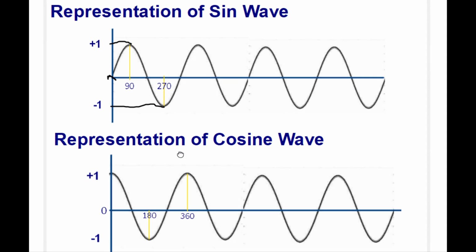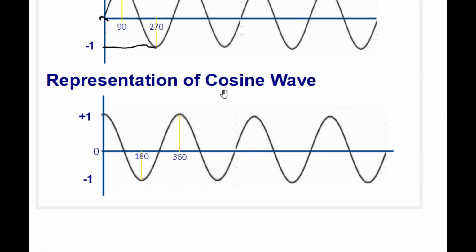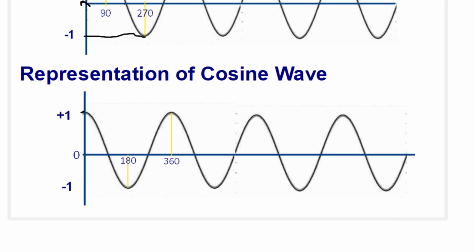Now the wave in this case is a cosine wave. Why is it a cosine wave? Because cos of 0 is 1. Cos 90 is 0, cos 180 is -1, cos 270 is 0, and at 360 it is again +1. So this will go on repeating periodically. This is how we represent the cosine wave.